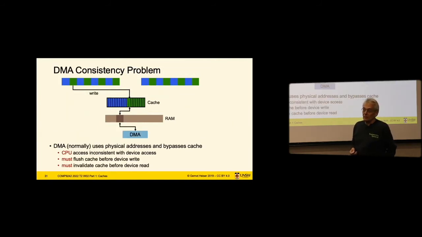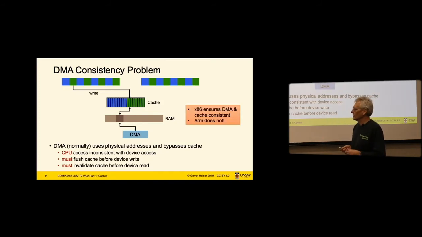You have the same with DMA, because DMA typically bypasses the cache. It goes directly to physical memory. That's pretty obvious on how these things are constructed, right? The DMA accesses the memory bus fairly low down in the hierarchy. The L1 cache is always on core, and so the I/O can't get directly there, so it has to pretty much bypass at least the L1 cache. And that means you can have inconsistency between the cache and what's in memory and what's seen by DMA.